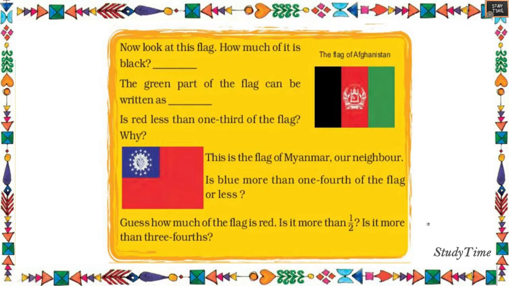Here, a flag is divided into 3 parts. Black color is 1/3 of it. So it is 1 by 3. The green part of the flag can be written as 1 by 3. 3 parts they have divided. One part is green color.